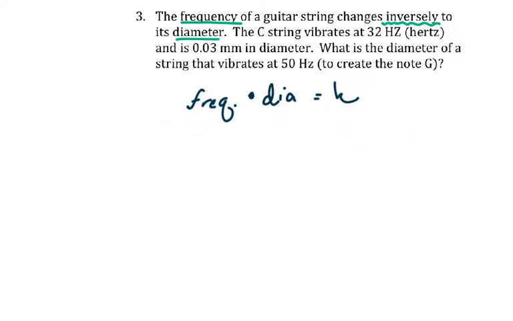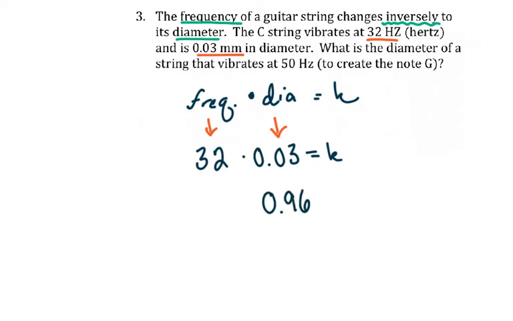So just like in number 1, the first thing we want to do is find this constant of variation. Given our first two, we have numbers to plug in for frequency and diameter. We can say that the frequency is 32 times the diameter, which is 0.03, is equal to k, giving us 0.96 is equal to our constant of variation.